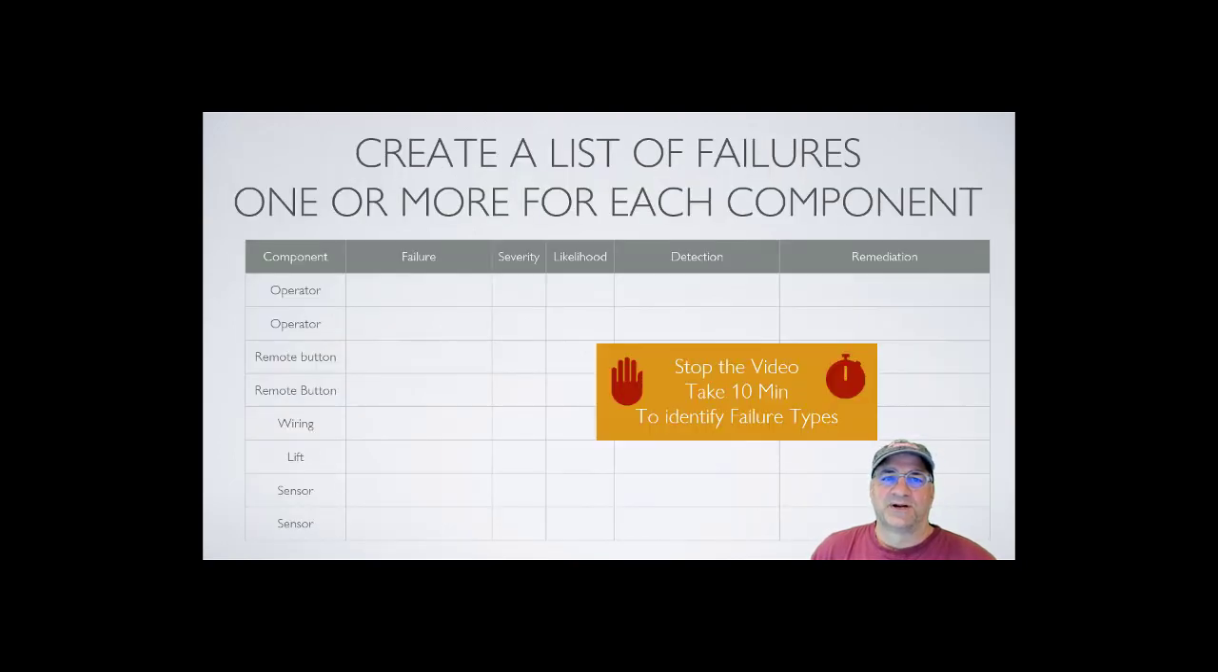So what we're going to do is create a list of one or more failures for each component. What you do is make a list of all the components. So you can see here on the left-hand side, we've got the operator, the remote button, the wiring, the lift, and the sensors. And what we need to do is throw down a list of all the possible failures. Like the first one might be the operator just plain forgot, right? Or the operator pressed the wrong button on the remote. I've got 3 buttons on my remote and only one of them shuts the door. I don't know why they're all there, but sometimes I hit the wrong one, right?